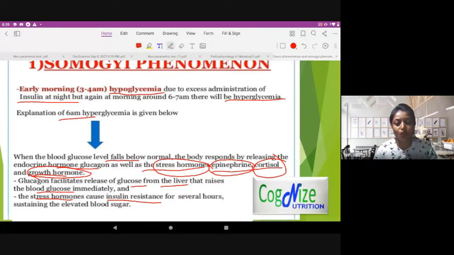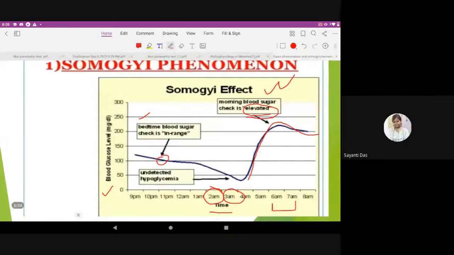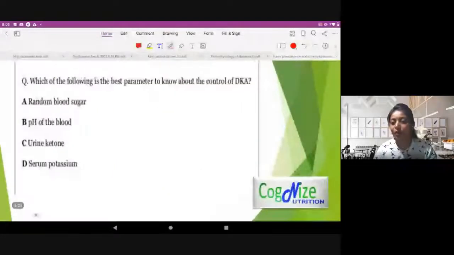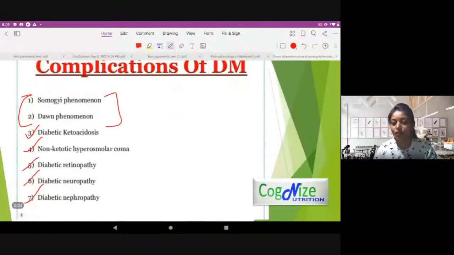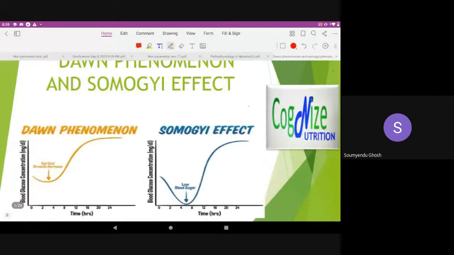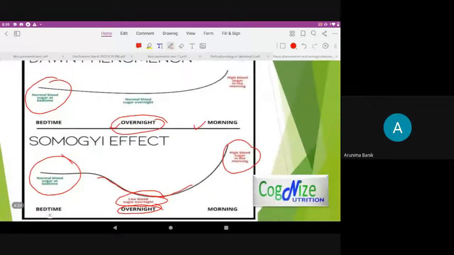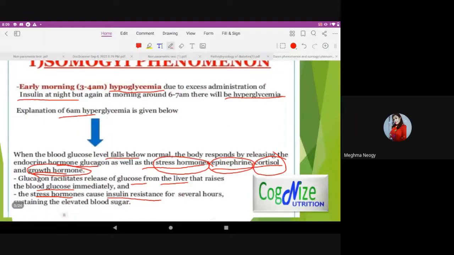Do we understand this fact, the relation of cortisol and growth hormone? Tell me, if you did not understand, tell me. Ma'am, please repeat once more. Okay, what about the others? Understood, ma'am.